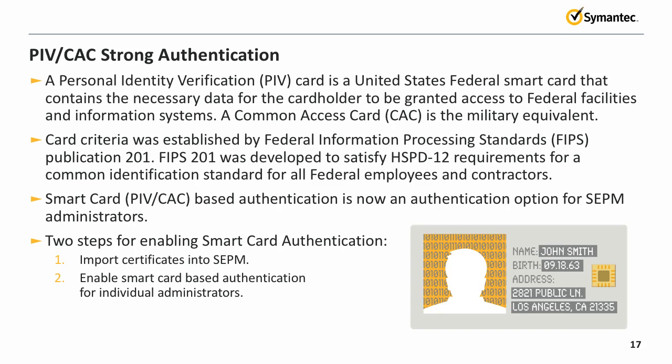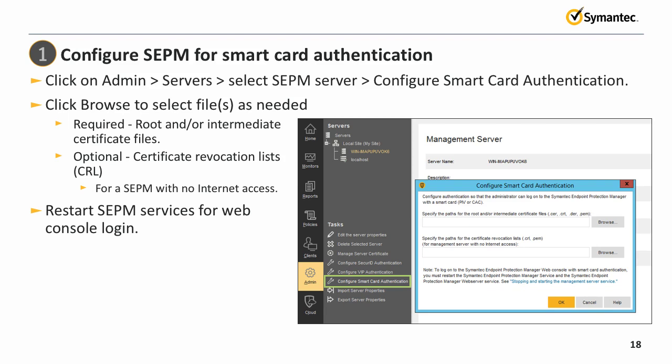Smart Card-based authentication is now an authentication option for SEPM administrators. Similar to the previous process, there are two main steps for enabling Smart Card authentication. First, import the required certificates into SEPM, and second, enable Smart Card-based authentication for individual administrators. To configure Smart Card authentication, in SEP Manager, navigate to Admin, Servers, select the SEPM server, configure Smart Card authentication.